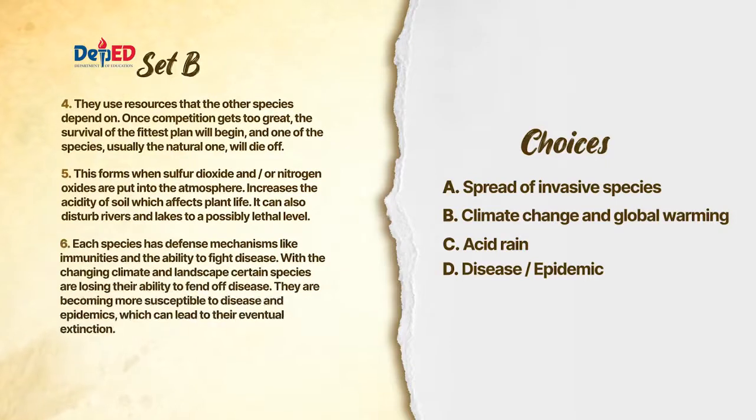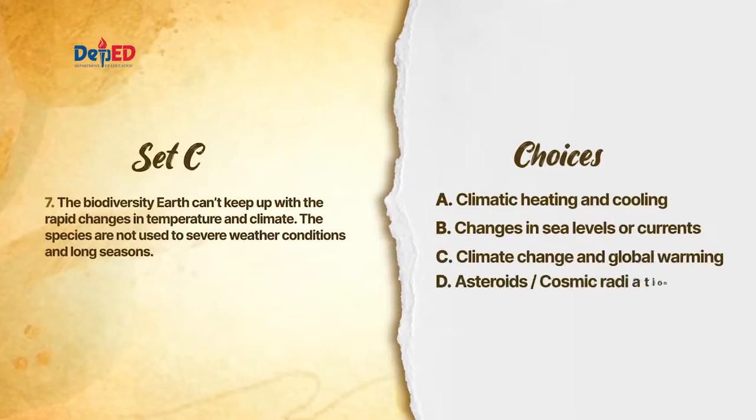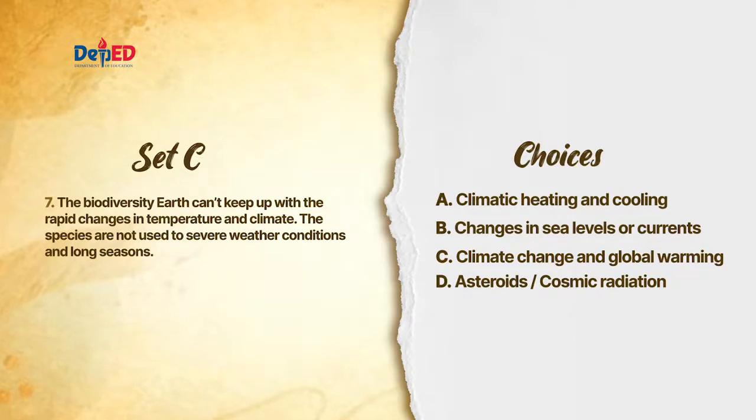Question number 6. Each species has defense mechanisms like immunities and the ability to fight disease. With the changing climate and landscape, certain species are losing their ability to fend off disease. They are becoming more susceptible to disease and epidemics, which can lead to their eventual extinction. And here is set C. Number 7. The biodiversity of Earth cannot keep up with the rapid changes in the temperature and climate.